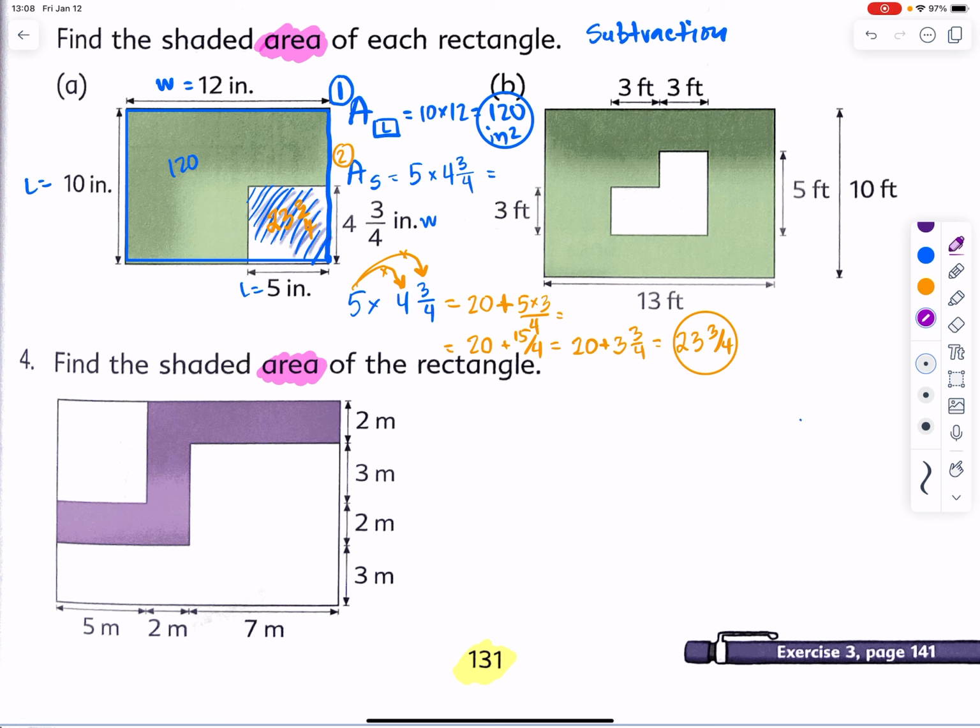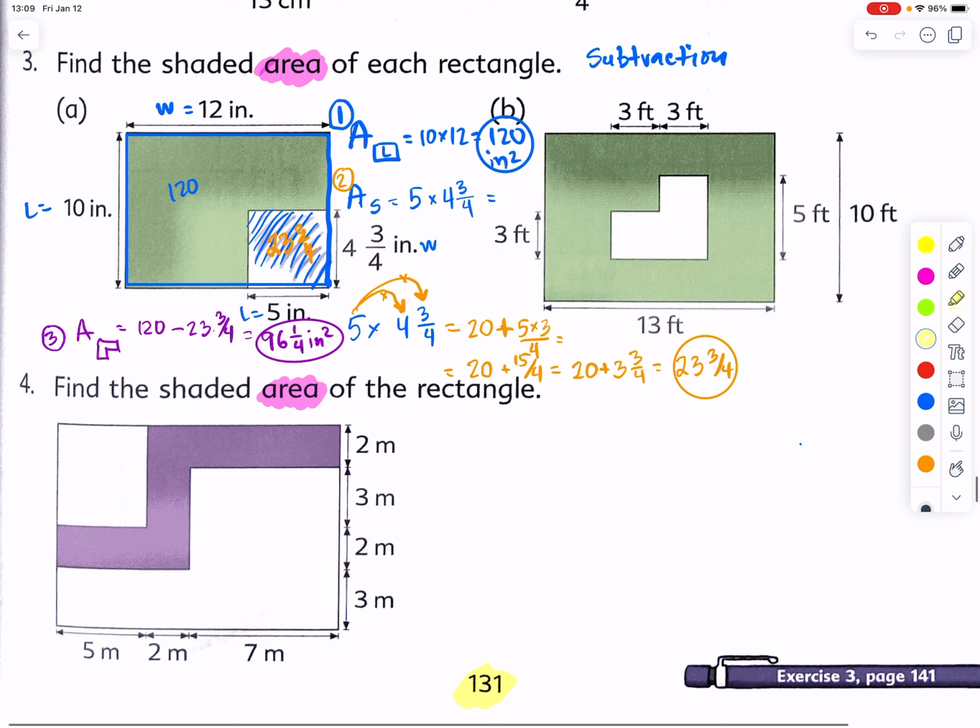And finally, I'm going to pick up a third color to do step 3. Step 3, we're going to use subtraction. We're going to take the large area and subtract the smaller area. So the area of this shape is 120 minus 23 3/4 gives us an area of 96 1/4 inches squared. We are done. I'm going to highlight it with the same color. There we go. This is the final answer for 2A.